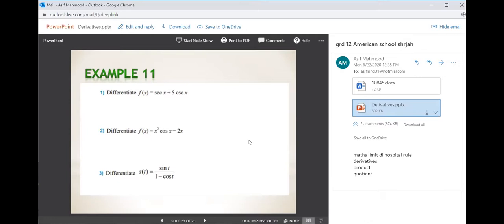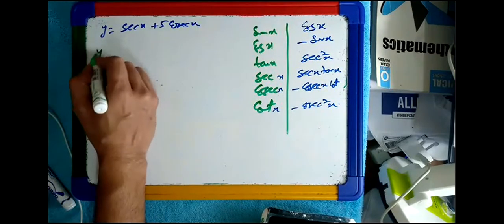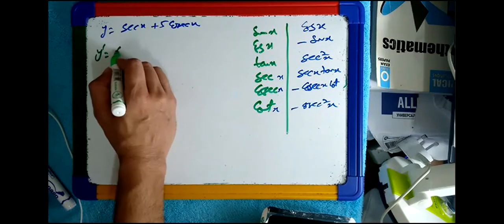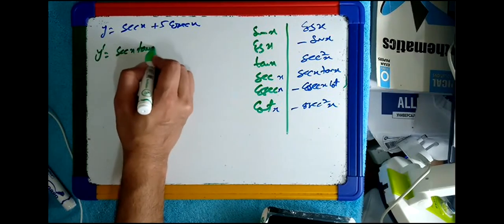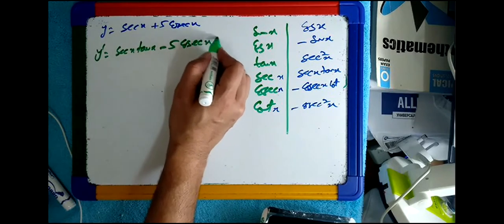Okay, I write here. I want to tell you how to finally show the answer. So the question is sec x plus 5 cosec x. Now see how I will solve: I will write y dash equals the derivative of sec, which is sec x tan x, and then minus 5 cosec x cot x.